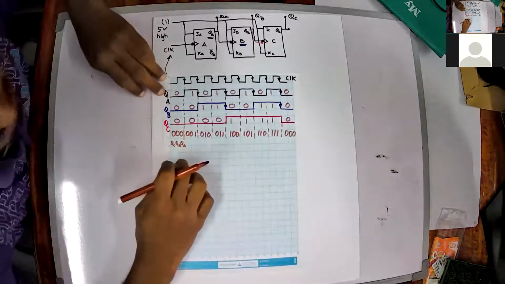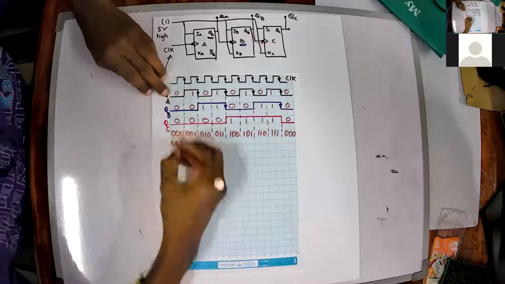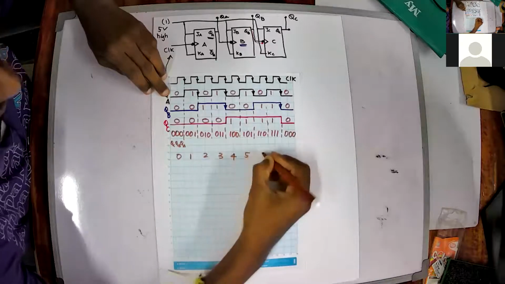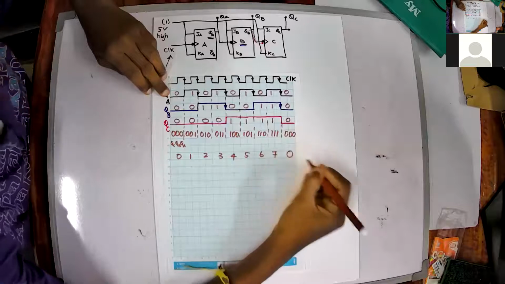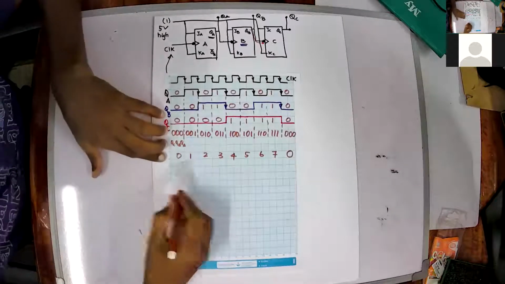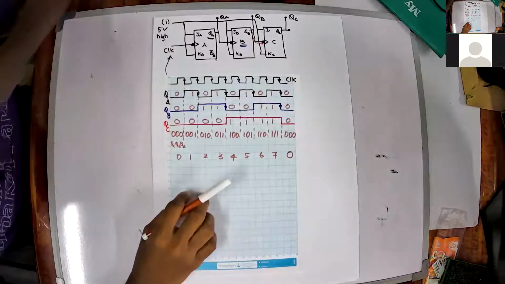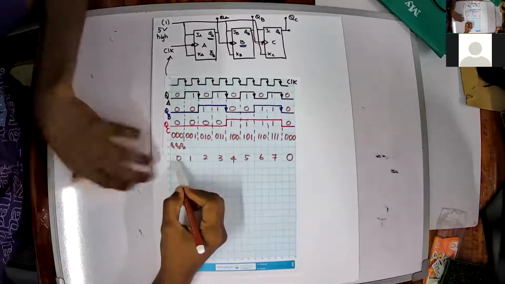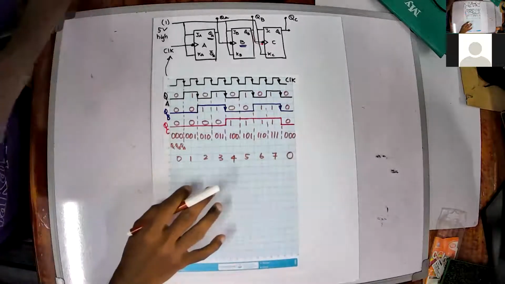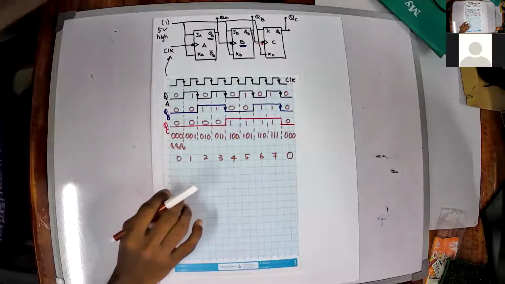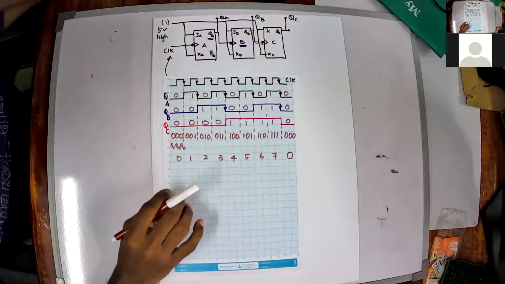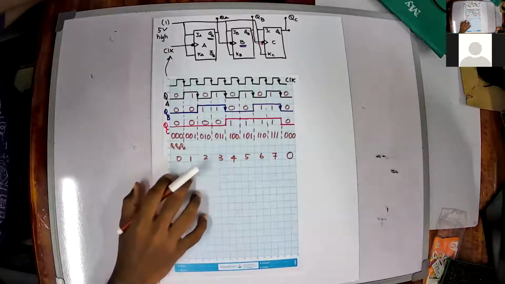If I write down the decimal equivalents, I would say it as 0, 1, 2, 3, 4, 5, 6, 7, and then 0 again, right? So this circuit is called an up counter, because it is counting in ascending order: 0, 1, 2, 3, 4, 5, 6, 7, and 0. Now let's see how we can make a down counter. This is an up counter.